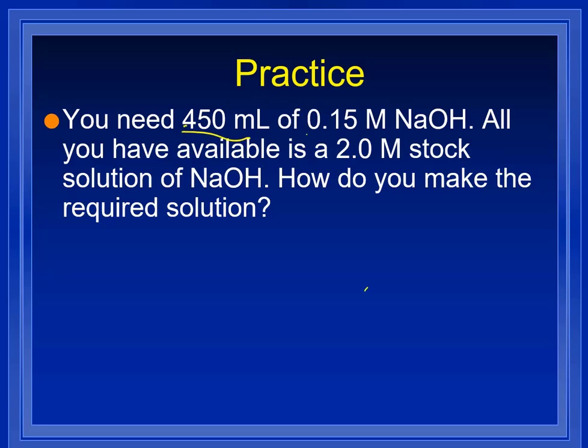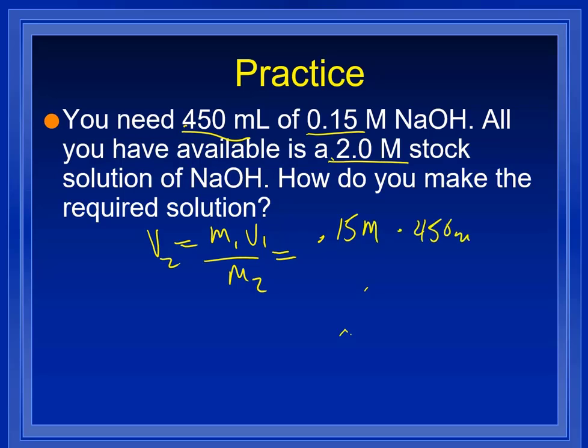So if I have 450 milliliters of a 0.15 molar NaOH, and all I have is a 2 molar stock solution, how do you make the required solution? Well, I've got 2 molarities and 1 volume, so I'll be able to find the second volume. Everybody okay with that? So V2 is going to be M1V1 over M2, which is 0.15 molar times 450 milliliters divided by 2.0 molar. 0.15 times 450 divided by 2, and I get 34 milliliters.